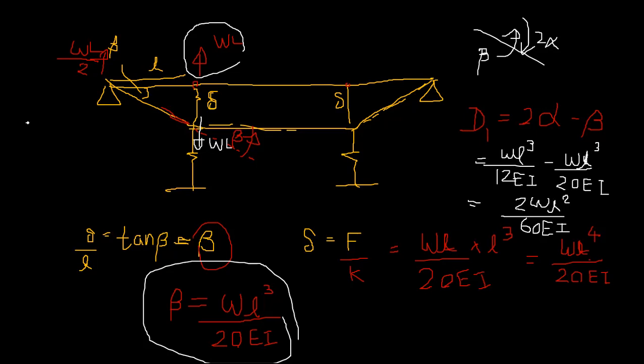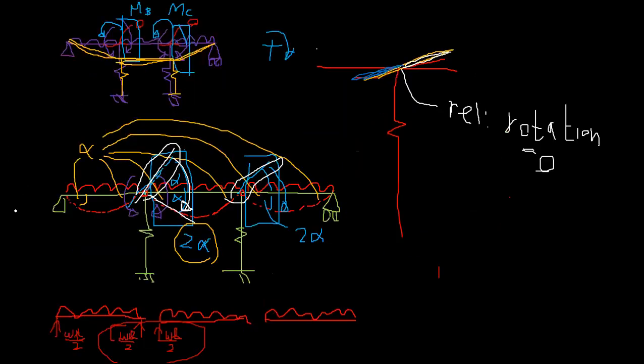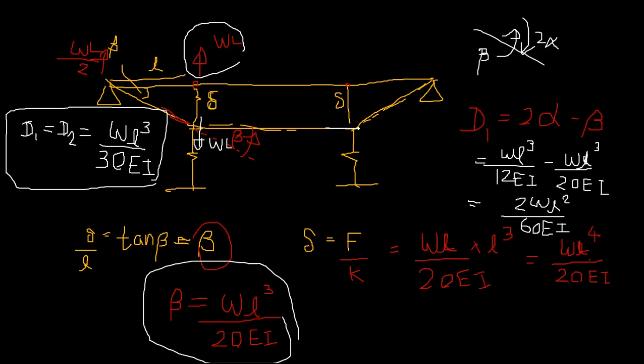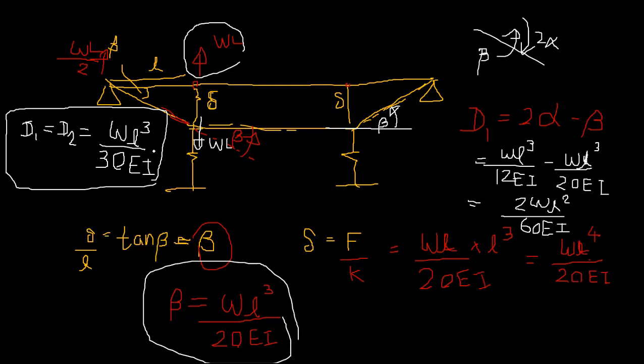So since this is symmetric, D1 is equal to D2, WL cube over 30 EI. So I'm cancelling the 2 from numerator and denominator. It is in clockwise direction, right? So D2 means, again, you can take 2 alpha from here and compare to this part has moved beta in anti-clockwise direction. Again, that's going to be 2 alpha minus beta. Again, the same thing, right? So our first step is done.